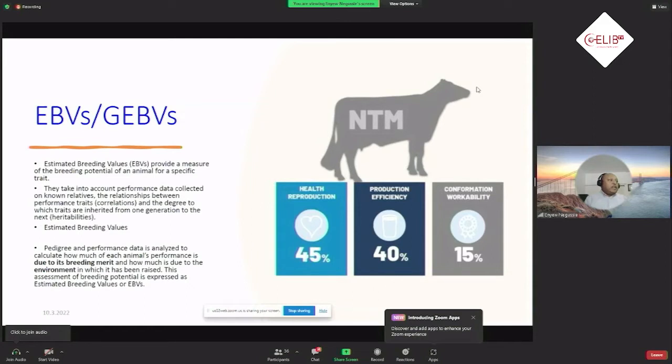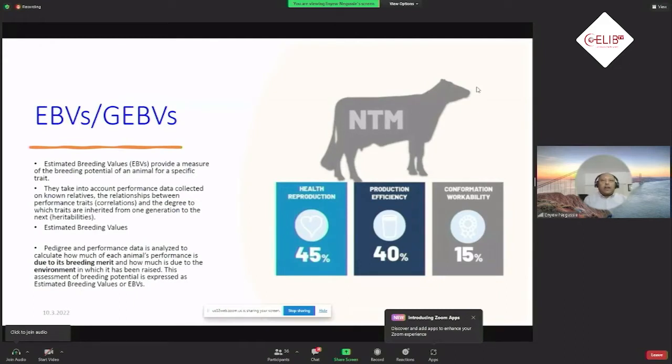So in estimating breeding values, we take into account performance data collected on relatives, and we also consider the relationship between the performance traits in case you have several traits in the breeding group, and the degree to which the traits are inherited. This is where the estimation of variance components comes in. The higher the heritability that the trait has, the faster the progress that can be made by selection.